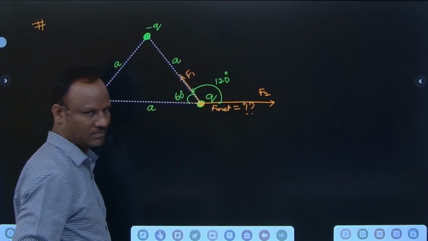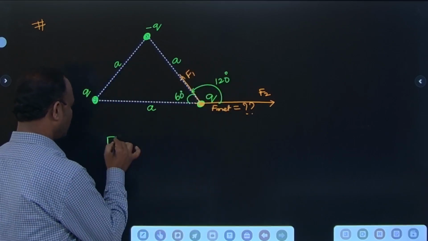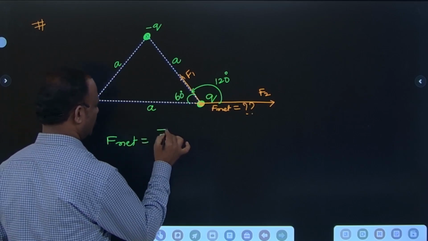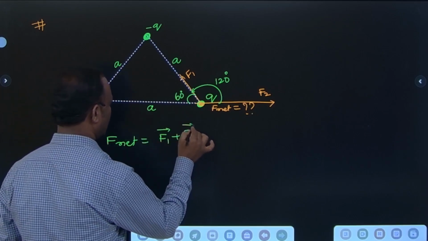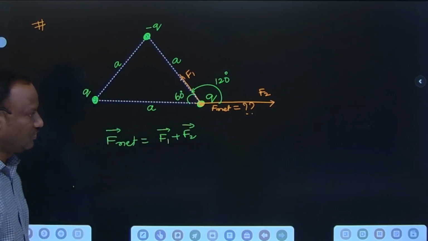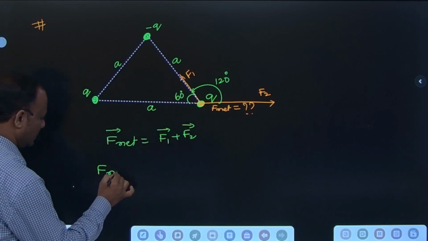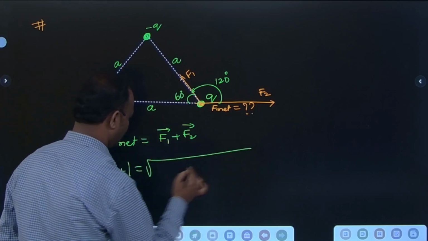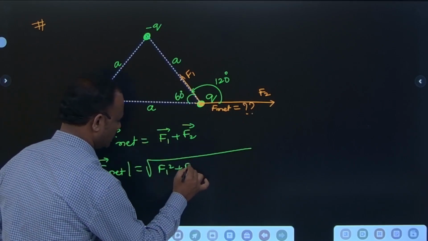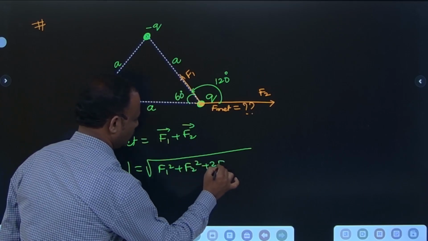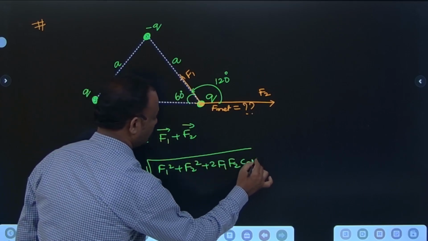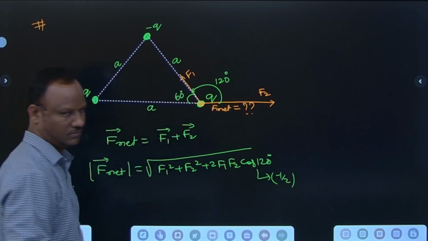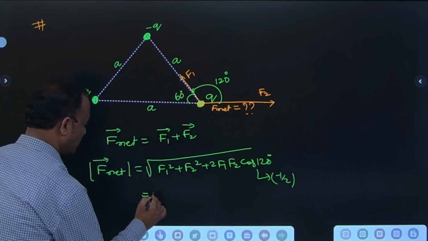120 degrees. So again, my force is what? F net is equals to F1 bar plus F2 bar vectorially. If you want to find its magnitude, F net is equals to under root of F1 square plus F2 square plus 2F1 F2 cos 120. Cos 120 is minus 1 by 2.